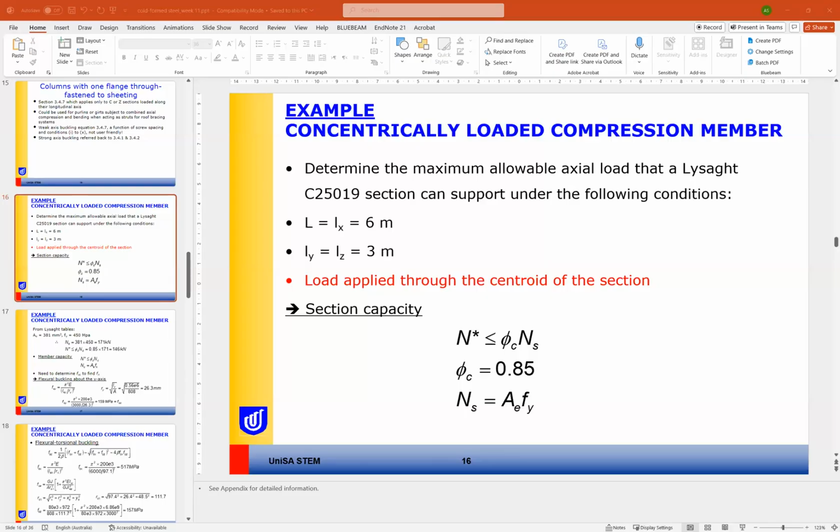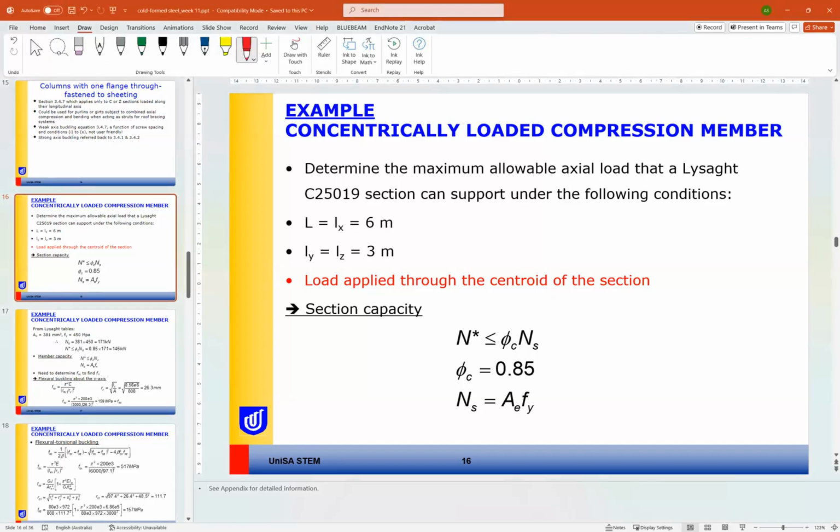Okay, so now let's have a quick example about a member under concentric axial compression load. Can you see the example? In this case, we have a column under axial compression, concentric. If the load is at the centroid of the section, this means the member is concentrically loaded.